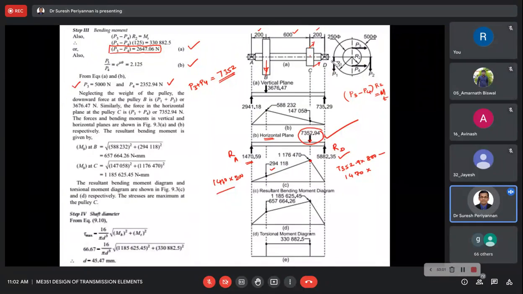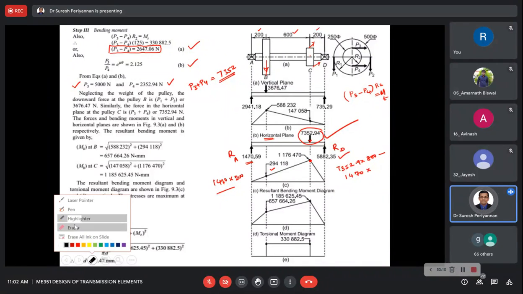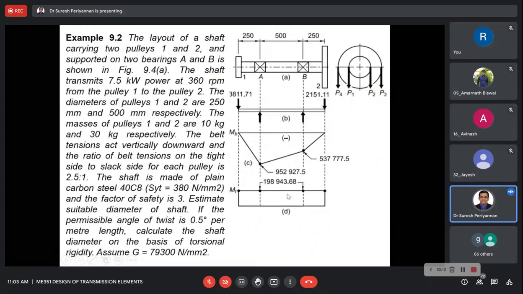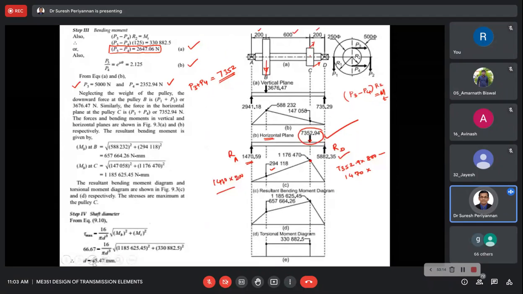Either you can take from the left hand side or you can take from the right hand side. You can take from the right hand side also. Anyway, right hand side, already earlier in the bending moment calculation we used the right hand side. Sorry. Give me 2 minutes, I complete this problem. Then we close the meeting today.